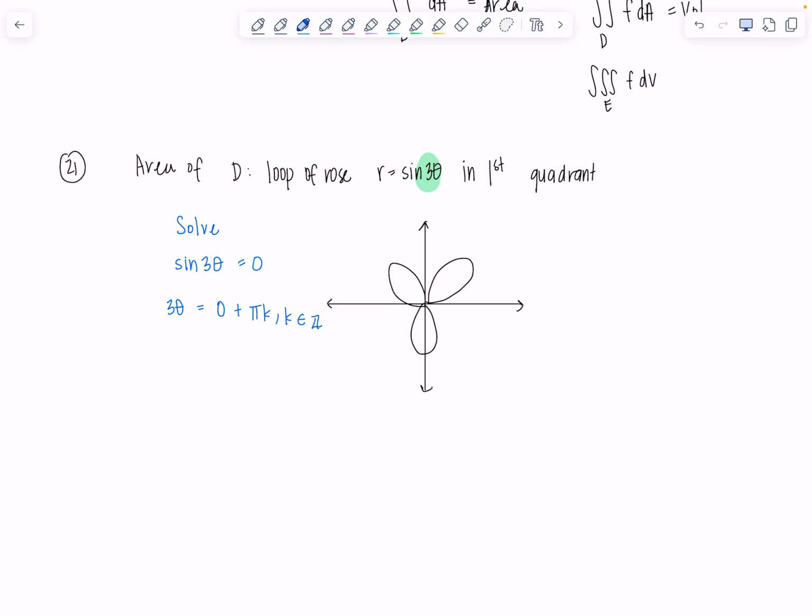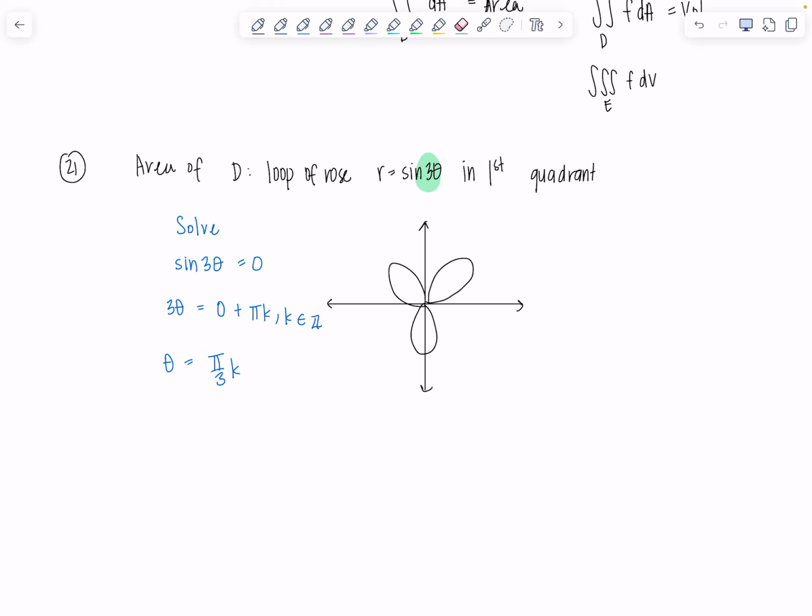Now to isolate theta, I would divide through by 3. So theta equals, we don't need the 0, right? Forget him. Pi over 3 k, and there we go. So every pi over 3, a loop or a petal is traced out. That should tell you pretty much your limits of integration.